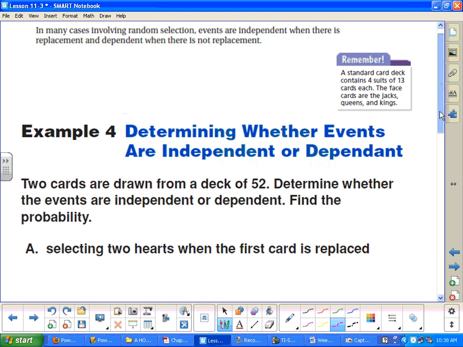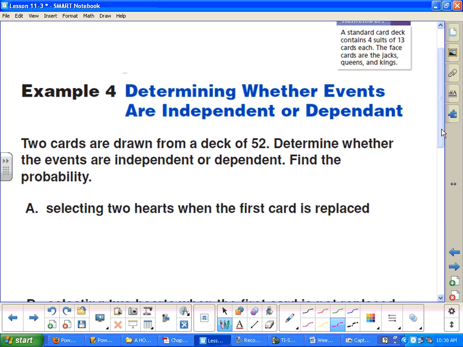Many cases involving random selection, events are independent when there is replacement and dependent when there's not replacement. So reminder, a standard deck of cards, there are 52 of them. There are 4 suits, clubs, spades, hearts, and diamonds. And there's 13 of each of those cards. And there are 4 of each kind of card in the deck. 4 aces, 4 nines, 4 queens, and so on.